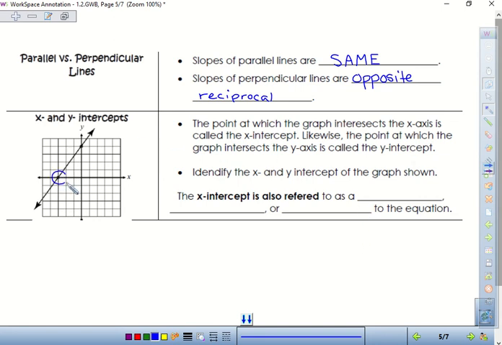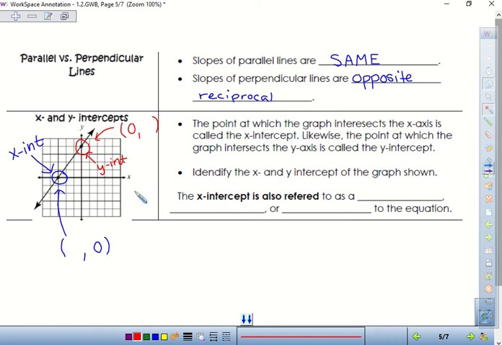Okay, reciprocal is flipped. So let's talk about intercepts. An x-intercept is where we cross the x-axis. And every single time that you have an x-intercept, it's always, always, always forever going to have a y-coordinate of 0 every time. Okay? Now, a y-intercept will always be where you cross the y-axis. And it's always going to have an x-coordinate of 0.